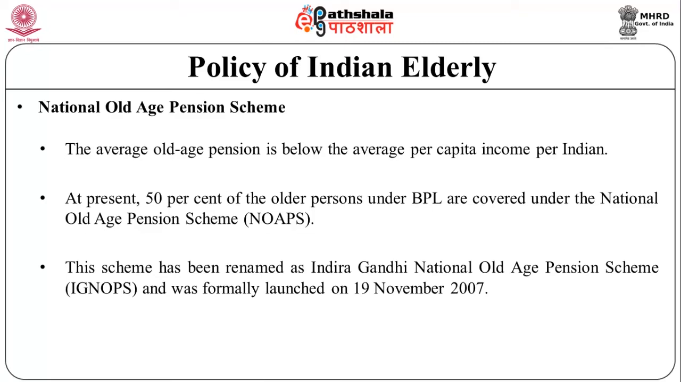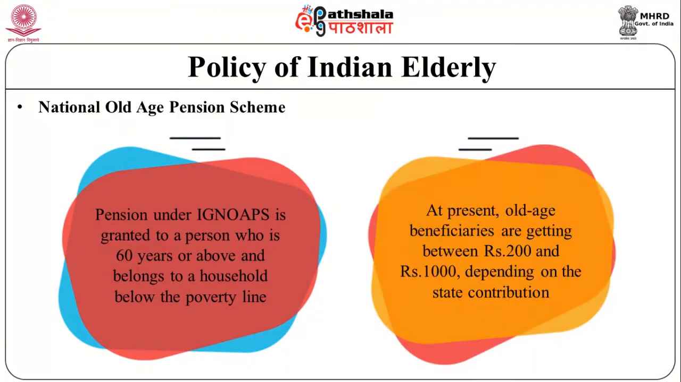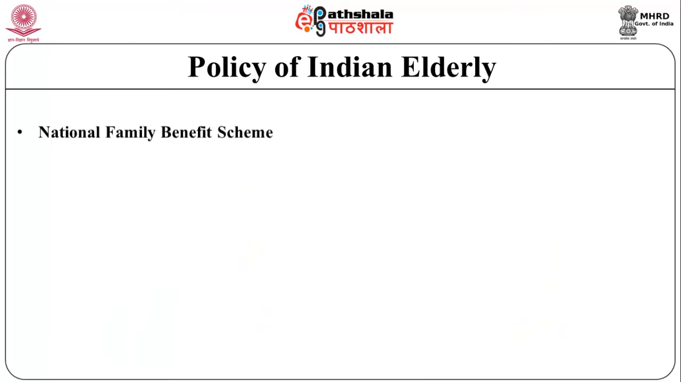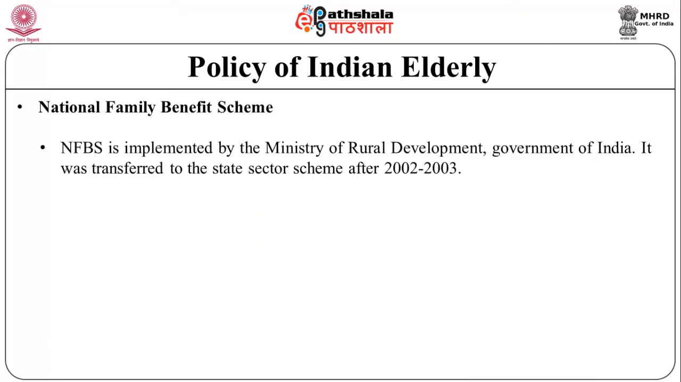This scheme has been renamed as Indira Gandhi National Old Age Pension Scheme and was formally launched on 19th November 2007. Pension under IGNOAPS is granted to a person who is 60 years and above and belongs to a household below the poverty line. At present, the old age beneficiaries are getting between Rs 200 to Rs 1000 depending on the state contribution. Now let's see the National Family Benefit Scheme, NFBS.